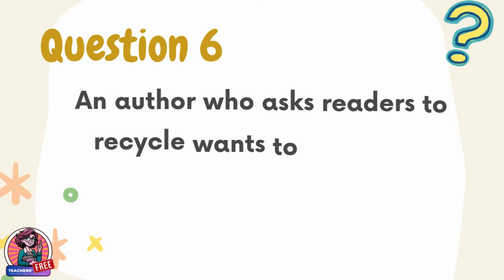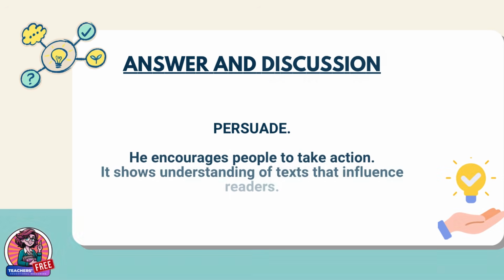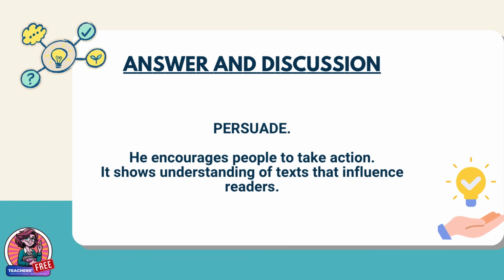Question 6. An author who asks readers to recycle wants to do what? Inform, persuade, instruct. Answer: persuade. He encourages people to take action. It shows understanding of texts that influence readers.